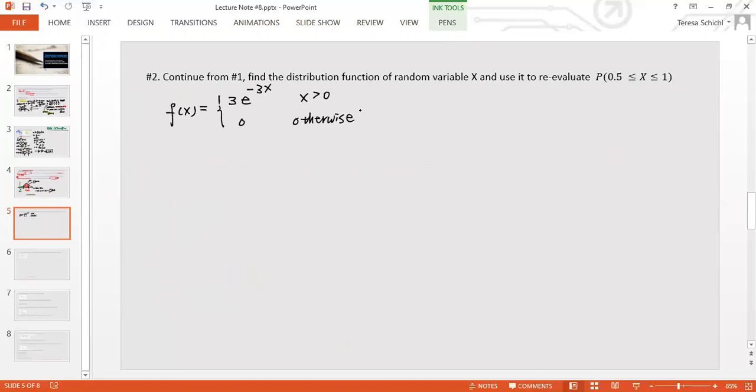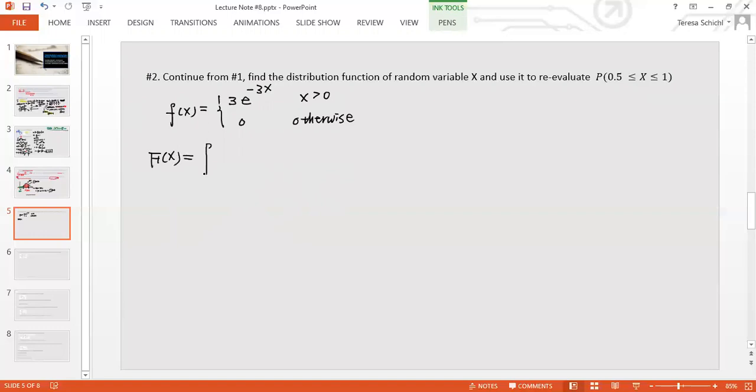Remember when we did discrete random variables, we also went back and forth: given the PDF, find the CDF; given the CDF, find the PDF. For the continuous case, we're doing the same thing. Now I'm given the PDF and I want to find the distribution function, that means I'm trying to find the CDF, capital F of x.